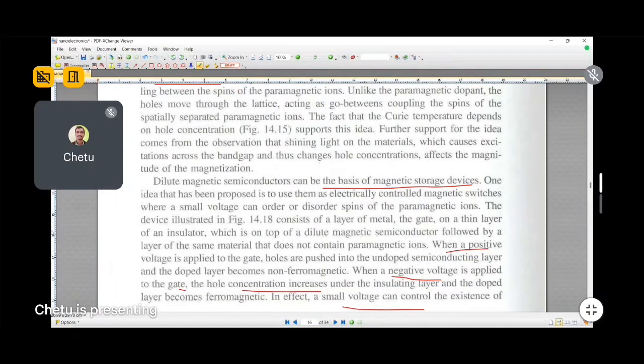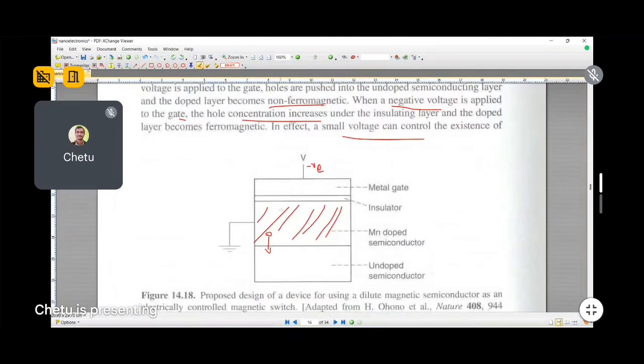When the positive voltage is applied, the holes are pushed into the undoped semiconductor layer, and the doped layer becomes non-ferromagnetic. So this is the ferromagnetic layer. When you apply positive voltage here, what will happen? This positive voltage and its field will push the holes into the undoped semiconductor. Thereby, this will become non-magnetic, and this will remain as it is.